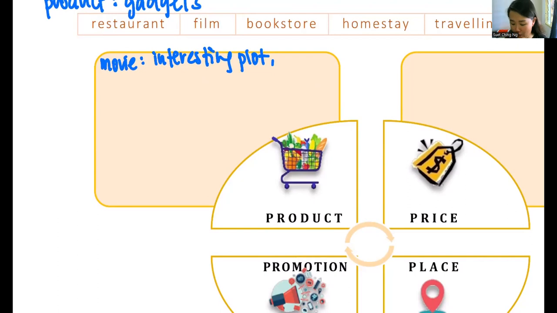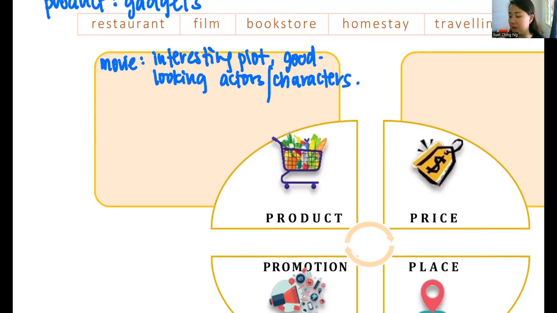Characters, correct? Good looking or talented actors or characters. Now, there is a difference between actor and character. Can anybody tell me the difference between the two? Actor and character. What is the difference between the two? Yes, real and not real. Actor is the person who acts. Character is just the fictional written character. Exactly. Don't confuse the two of them.